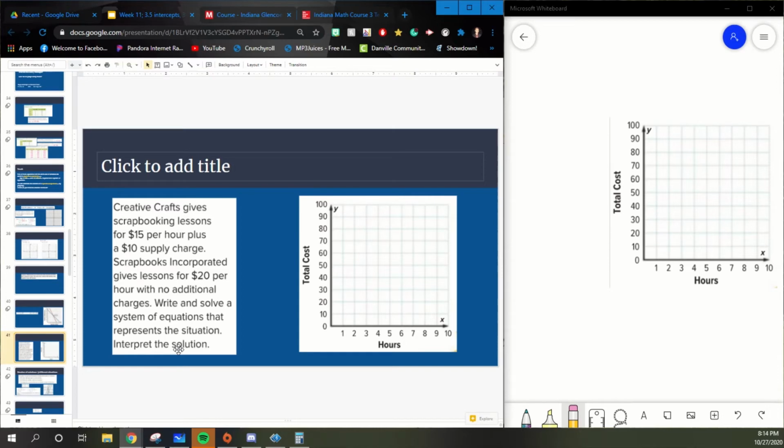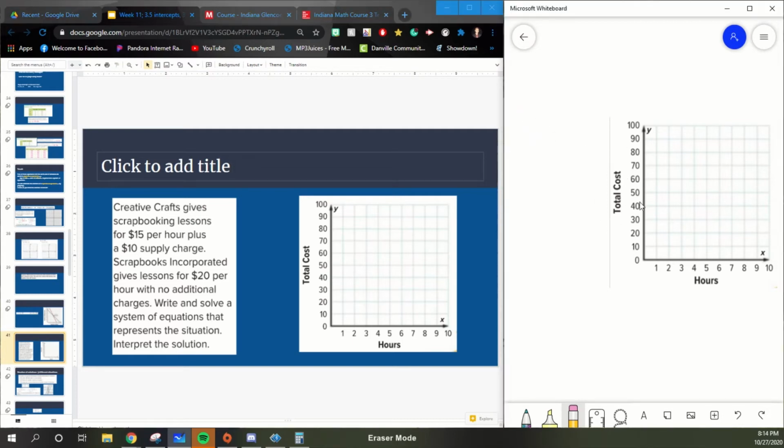So let's look at this. Creative Crafts gives scrapbooking lessons for $15 an hour plus a $10 supply charge. So we know the total cost is going to be our y, because that's on our y-axis here. I'll have y is equal to, well, how much are they charging us per hour? $15. So $15 per hour x, because hours is on our x, plus that $10 supply charge that we're going to get charged no matter how many hours we do scrapbooking.